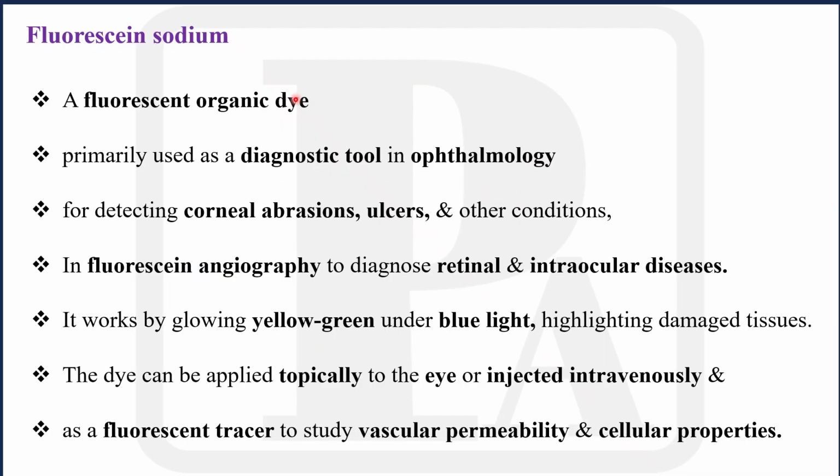So what is fluorescein sodium? It is a fluorescent organic dye mainly used as a diagnostic tool in ophthalmology for detecting corneal lesions, abrasions and also ulcers. In fluorescein angiography, it is used to diagnose retinal and intraocular diseases. It works by glowing yellow-green under blue light and highlighting the damaged tissues. It can be applied topically to the eye or injected intravenously as a fluorescent tracer to study vascular permeability and also cellular properties.